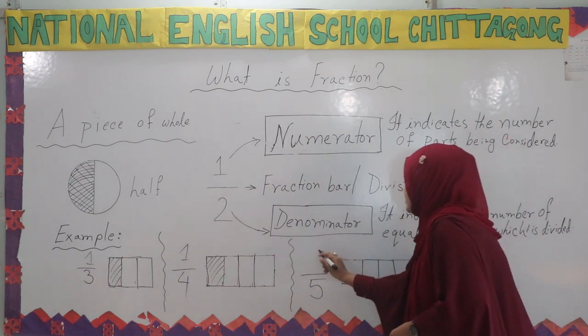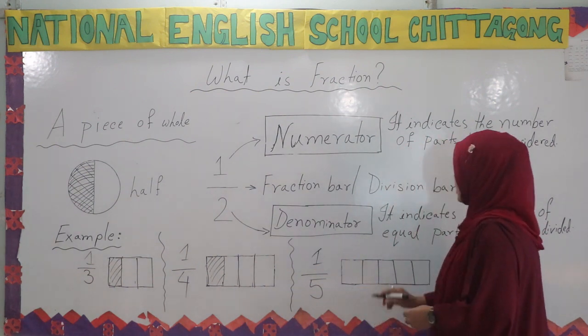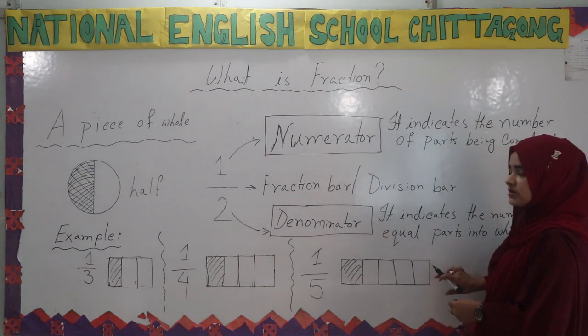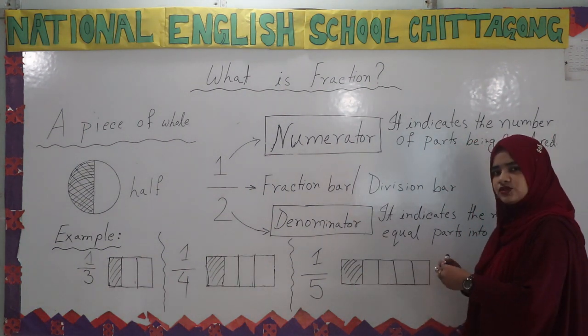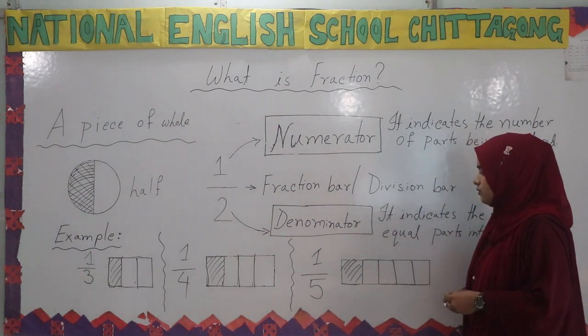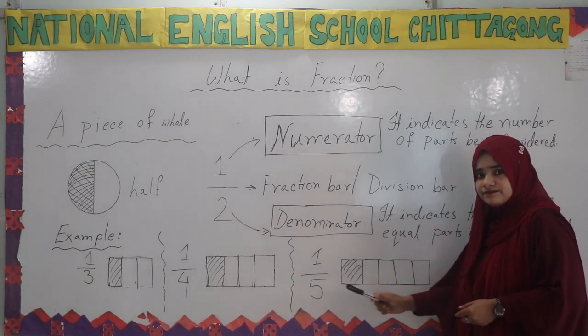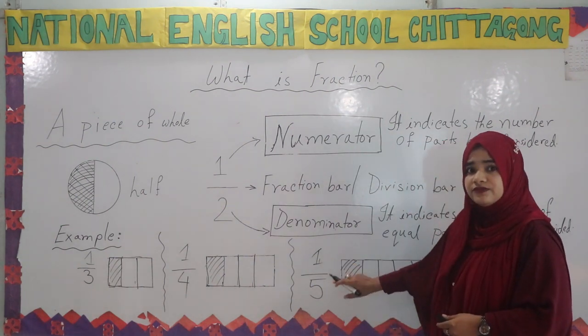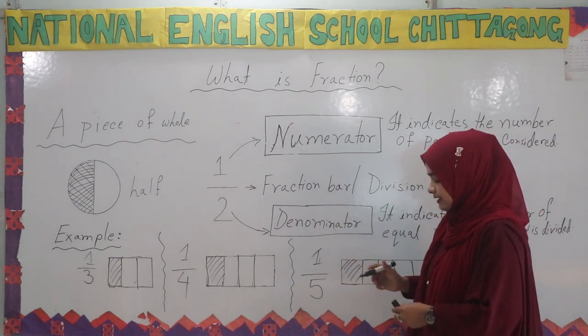The next example is, there are 5 equal parts of a chocolate. You have to share with your 4 friends. Now, how many parts did you get? Yes, this 1 part. So, 1/5 we can say it.